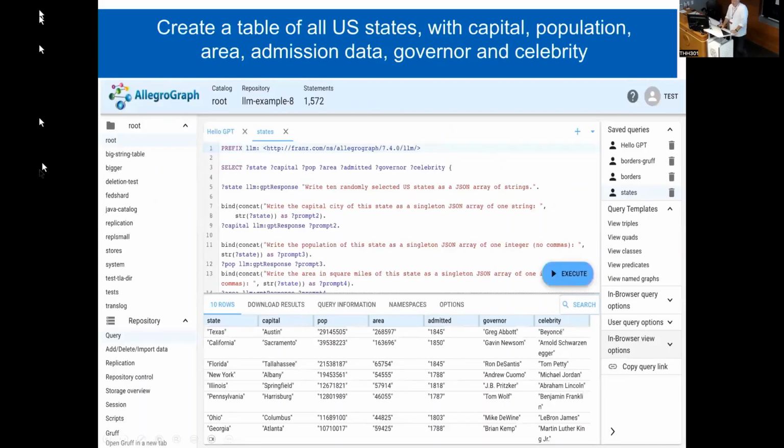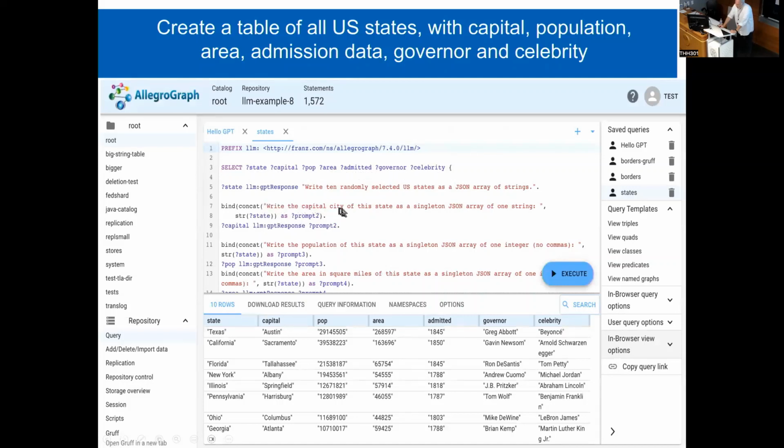For example, we can say, I will create a table of all US states, capital, population, area, admission date to the US, governor, and a celebrity, right? Just in this language we have called SPARQL. Let's say select state, capital, pop, area, admitted, governor, celebrity, where you started.